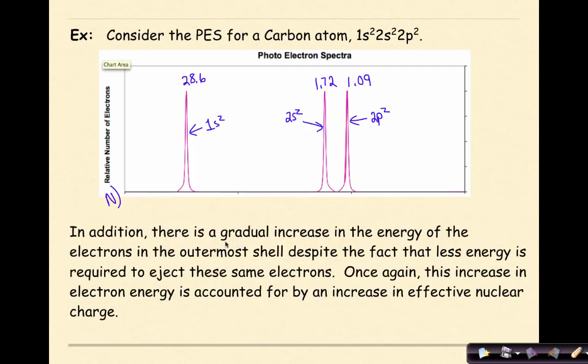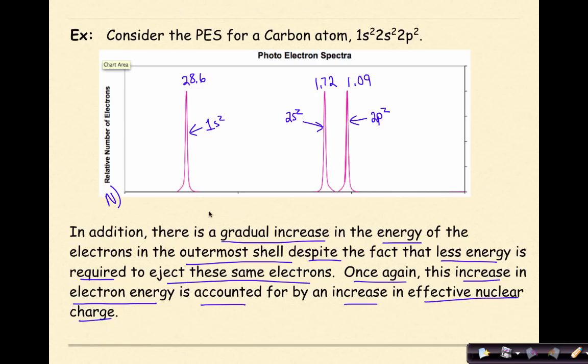In addition, there's a gradual increase in the energy of the electrons in the outermost shell, despite the fact that less energy is required to eject these same electrons. Once again, this increase in electron energy is accounted for by the increase in effective nuclear charge. So what exactly does that mean?